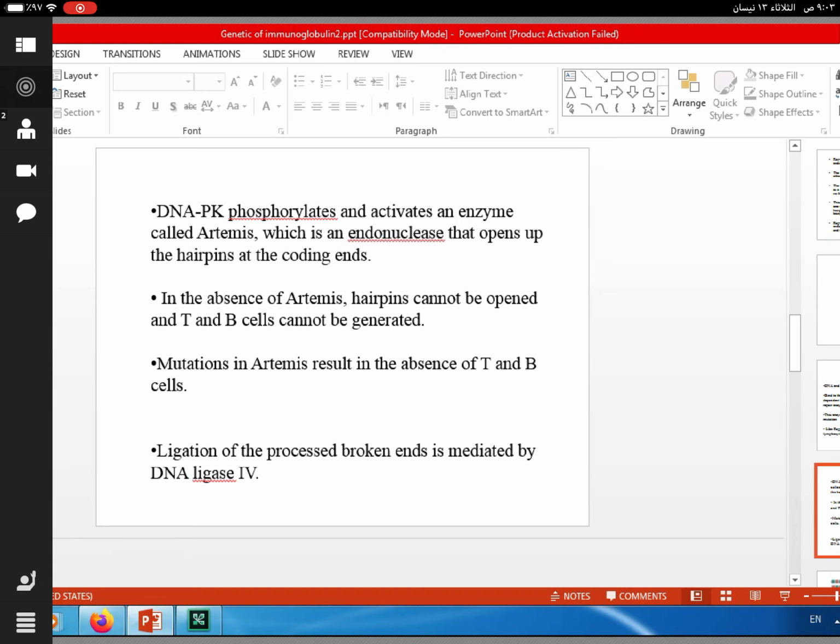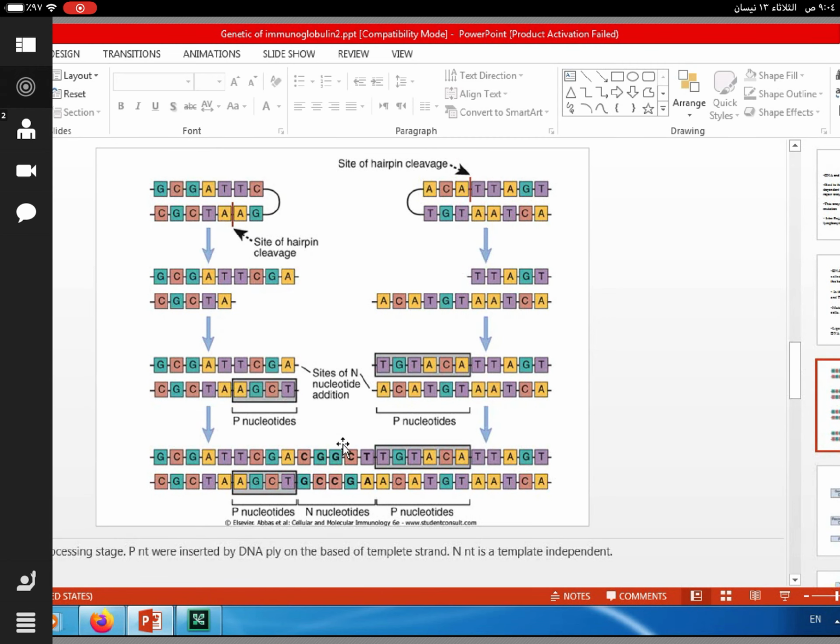DNA-dependent protein kinase phosphorylates and activates an enzyme called Artemis, which is an endonuclease that opens up the hairpin structure at the coding end. In the absence of Artemis, the hairpin cannot be opened and T and B cells cannot be generated. Mutation in Artemis results in the absence of T and B cells. Ligation of the processed broken end is mediated by DNA ligase. You see?